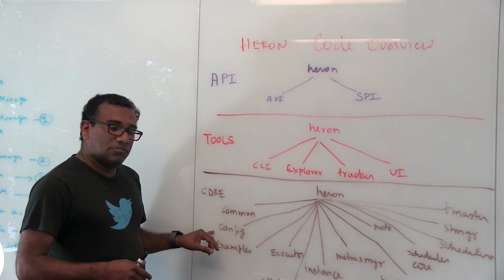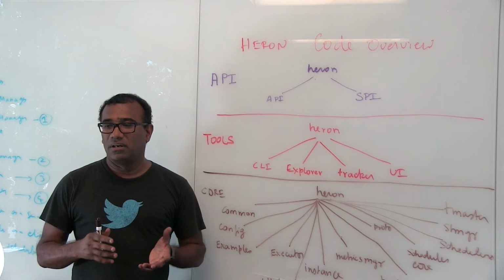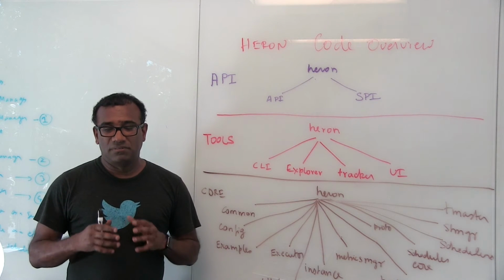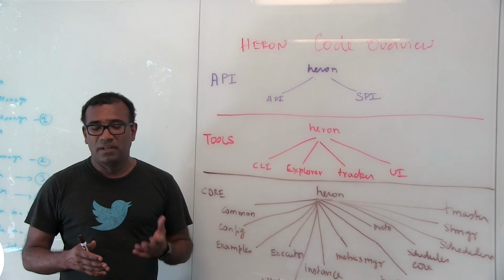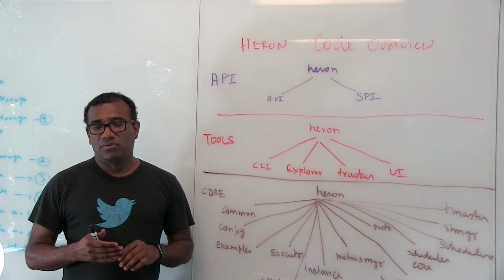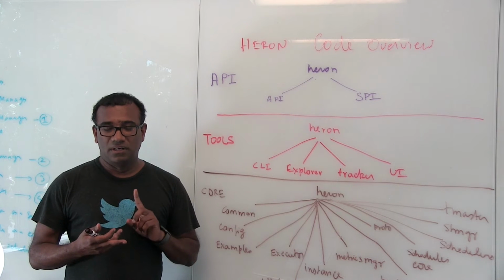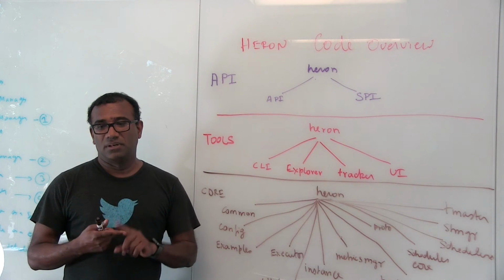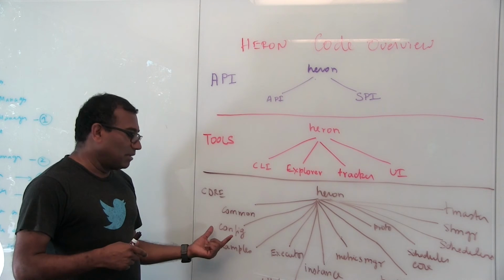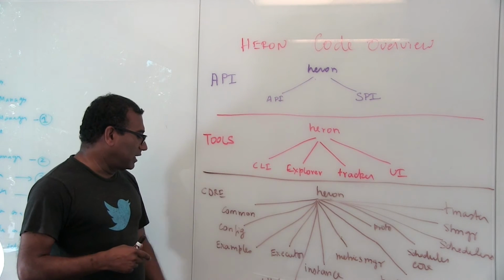The second one is the config. The config provides several sample configs for each of the schedulers that Heron can run on. Today Heron has a lot of code that runs on Aurora, as well as Yarn, Mesos, and Slurm. So all the example configs are available in this config directory.